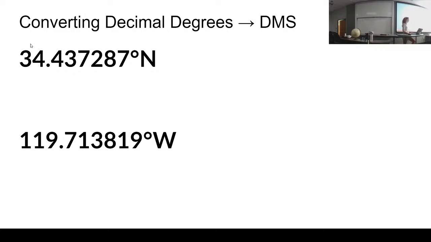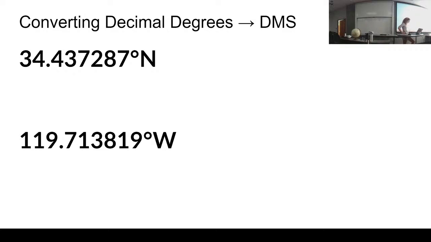So all we did here is multiply by 60, and then you just take out what's before the decimal point. So let's do it again for the longitude. The 119 stays exactly the same. The degree is going to be the same from the start to the end. All we're working with is what's behind the decimal point. So we want the 0.713819, and we're going to multiply that by 60.